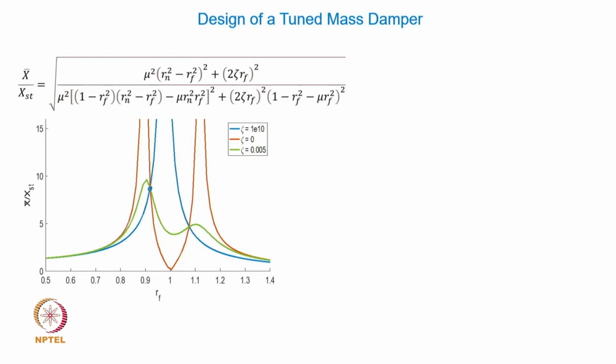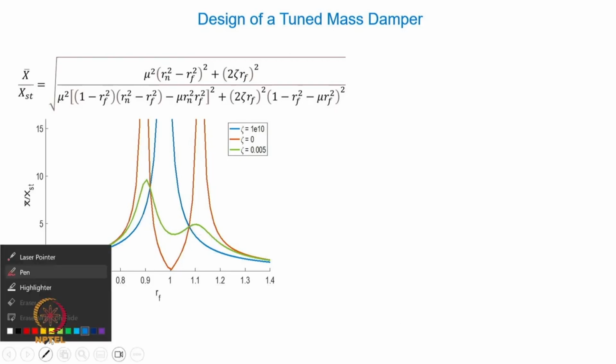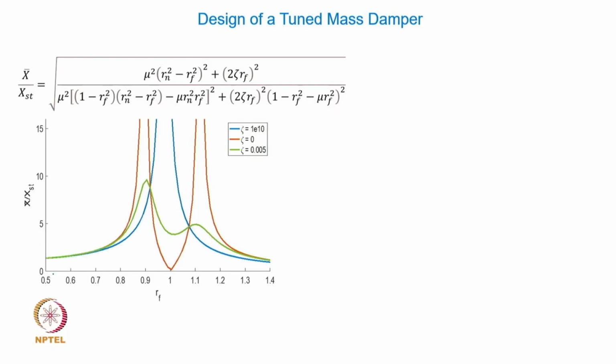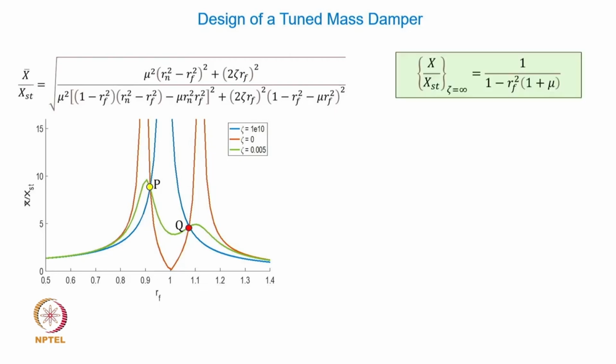As we discussed, these 2 points are critical points, important points for us. What we should be looking at is how to somehow get the amplitudes of these 2 points to be identical. That's our first target. So we define these as point P and point Q, and it is possible for me to find the response for zeta equal to infinity from this expression. How do I get that expression?